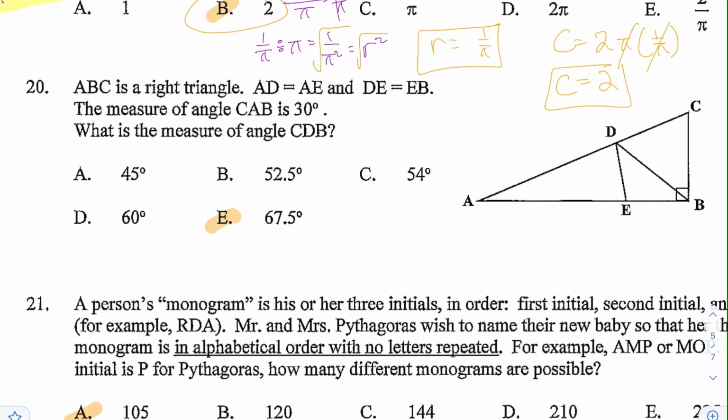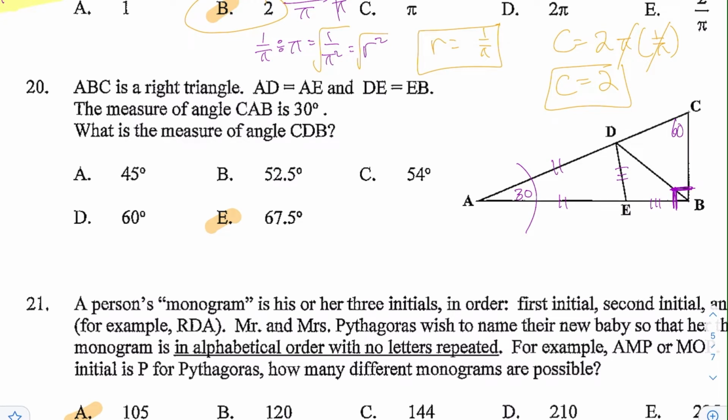Next, for number 20, triangle ABC is a right triangle, and AD is equal to AE, and DE is equal to EB. You have two isosceles triangles in there. The measure of angle CAB is 30 degrees. What's the measure of angle CDB? So if CAB is 30 degrees, here this angle ABC is 90 degrees. That leaves 60 for the top.